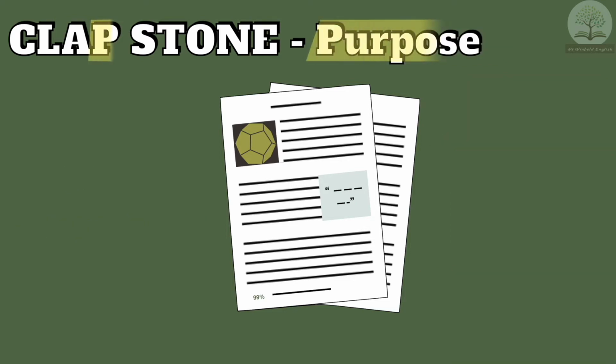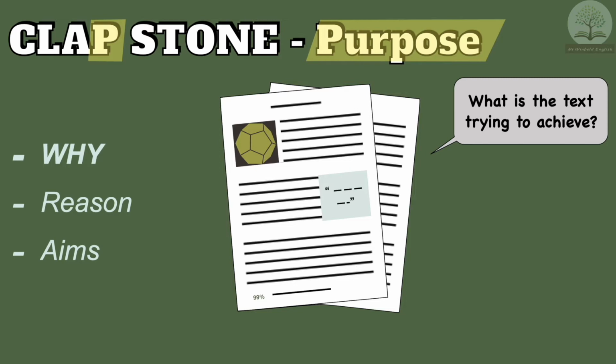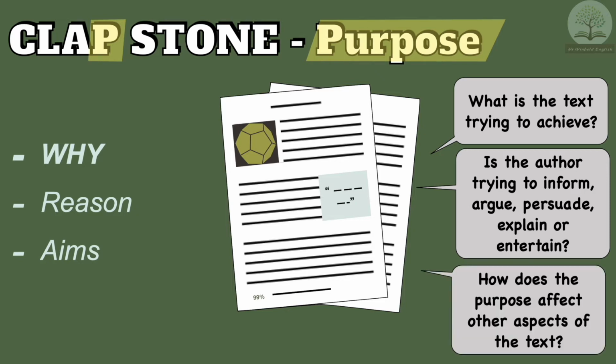Next, we have purpose. This is a question of why. Why was this text made? What are the reasons behind its creation, and what are the text's aims? Questions here would be, what is the text trying to achieve? We could consider if it's trying to inform, argue, persuade, explain, or entertain maybe, and we can think about how the purpose affects other aspects of the text. Of course, a text that is trying to persuade you of something is going to be made in a very different way to a text that's trying to entertain you.